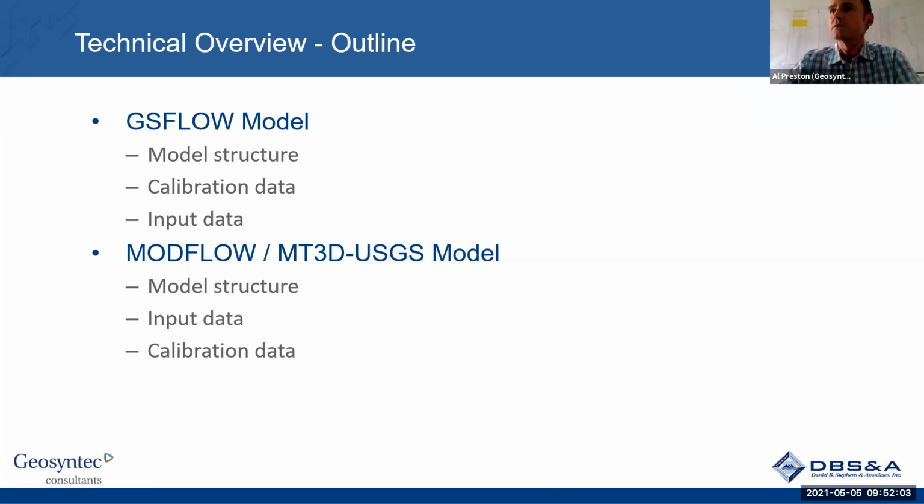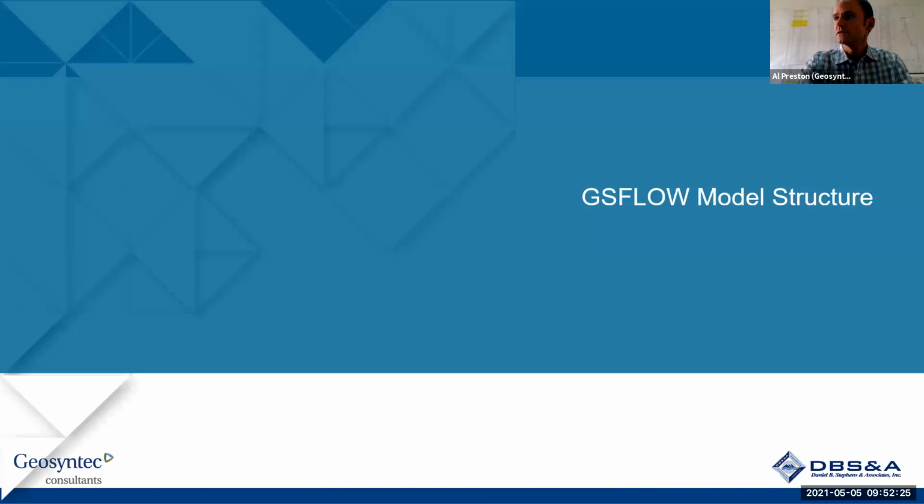So for each of these two models, I'm going to give an overview of the structure, like how the models work, and a big picture overview, and then talk about the data. There's a lot of data that goes into both setting up the models with the model input, and also to calibrate the models to make sure that the models are representing what is happening in the watershed. So first, the GSFLOW model.